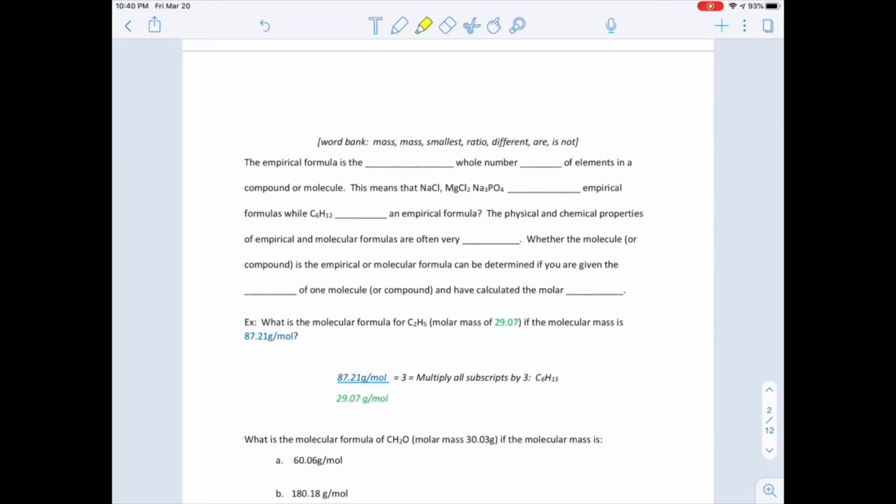So we also talked about empirical formula in the other chapter, in chapter 2. When we talked about it, it was the smallest whole number ratio. And I just remembered it.